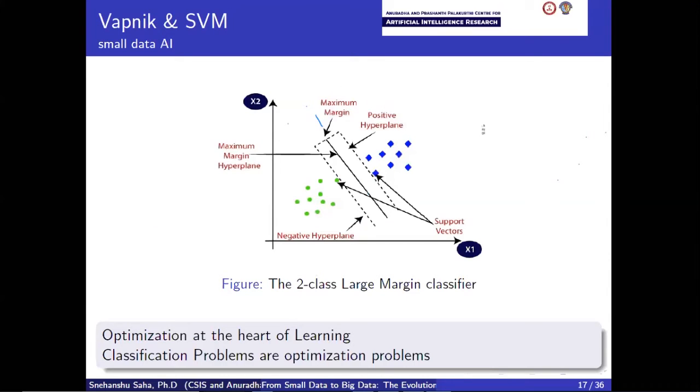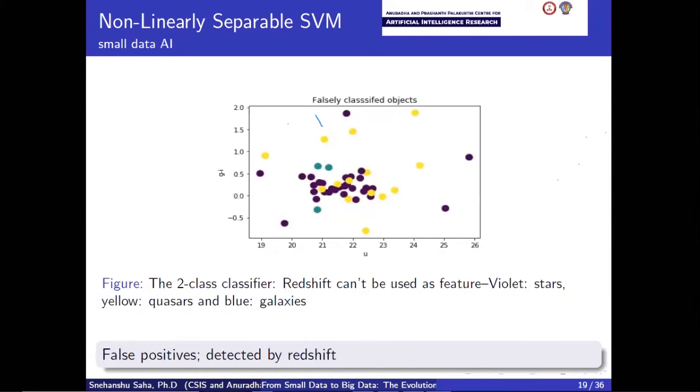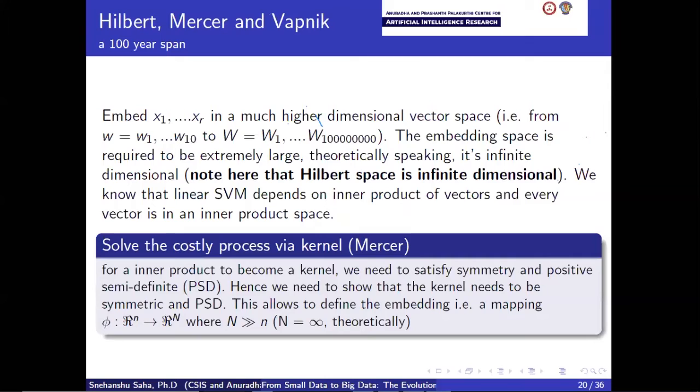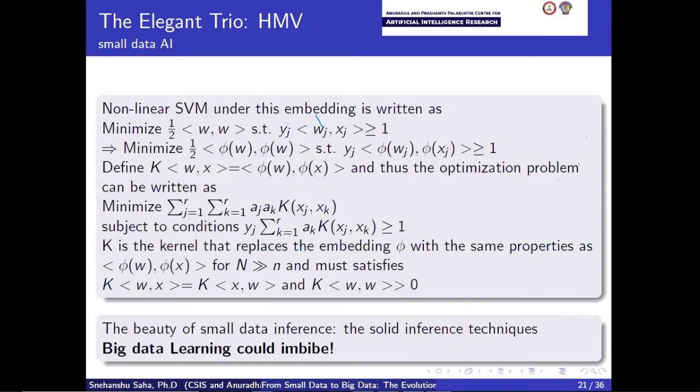So you have learned the hard way, by making disastrous predictions, both from technological as well as ethical perspectives. You realize the hard way that classification problems are really optimization problems. And the more elegant solutions you propose to solve these optimization problems, the better you are, both from a small data as well as a big data perspective. So there is this 100-year span. You may ignore the mathematics. There is this 100-year span between Mercer, Hilbert, and Vapnik that connects the dots to solve incredibly hard problems in big data inferencing.